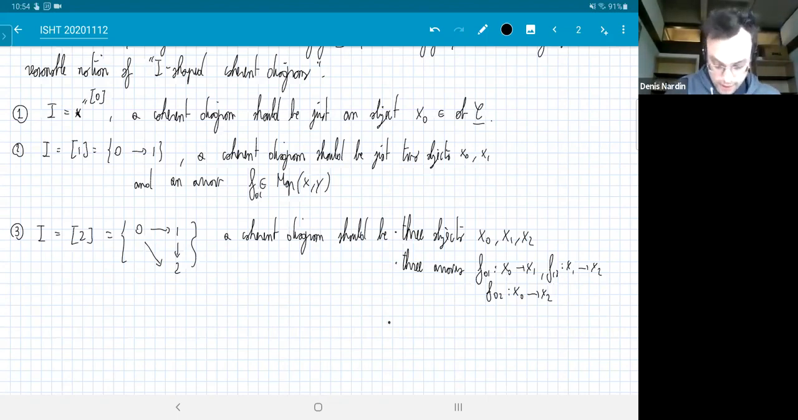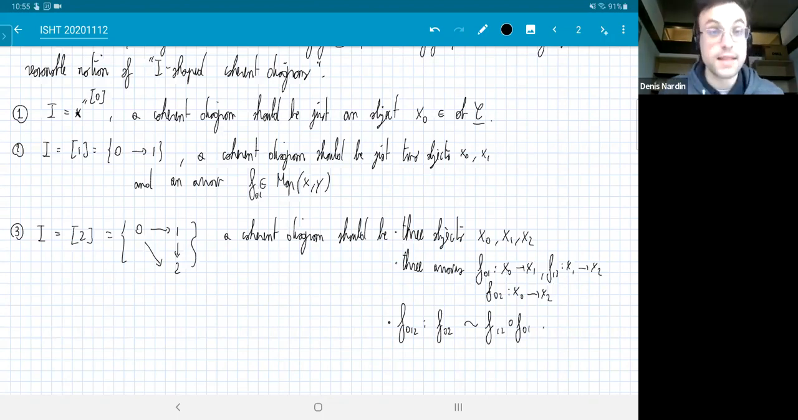But that's not the case. Instead we get a homotopy that I'm going to call f012, which is a homotopy from f02 to f12 composed with f01. And this is part of the data of the diagram. I'm not saying that there exists a homotopy, I'm saying that to give the diagram, I also have to give you the homotopy. Because if you remember, last semester, the choice of the homotopy actually was important for the identification of the homotopy limit and colimit. So you cannot just not give it. The diagram will have this information. Okay. Questions so far? This should all be reasonable.